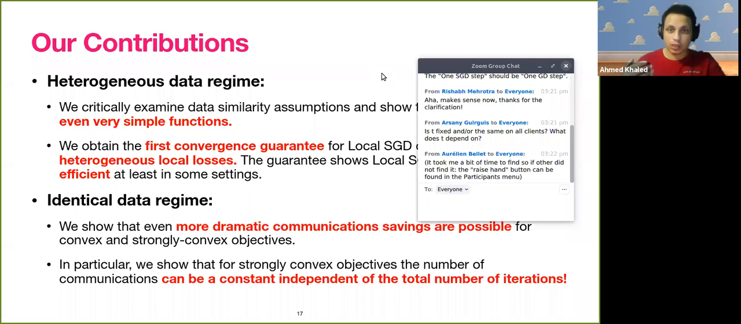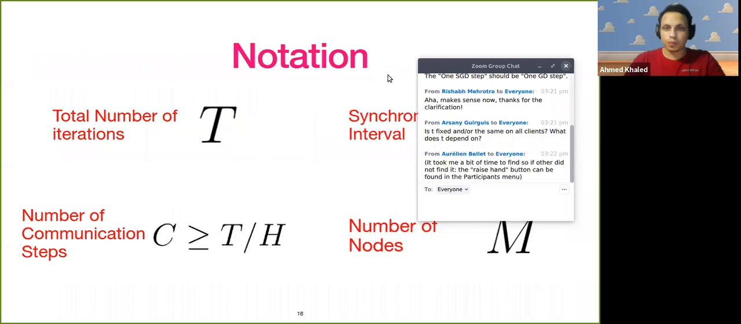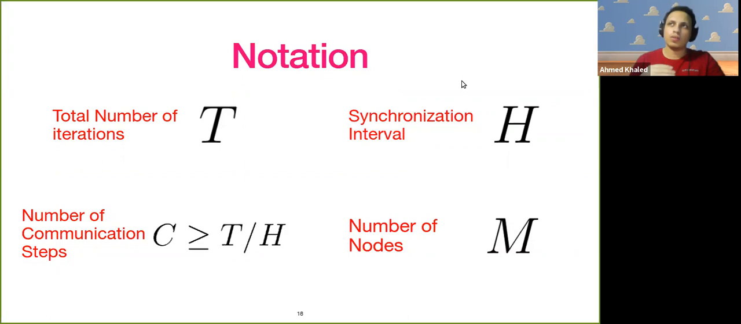All right, so to summarize some of the notation and also introduce some, we assume that you take a total number of iterations T. By this, I mean that if you consider any one client, it will have taken T steps of SGD combined with communication steps. So T includes both communications and local computation. H is the synchronization interval, meaning H is the maximum number of local steps that you can do before you have to communicate again. The number of communication steps is C, and C is lower bounded by T over H. So it's the total number of iterations divided by the synchronization interval, and you get the lower bound on the number of communication steps that you're going to do in the algorithm.